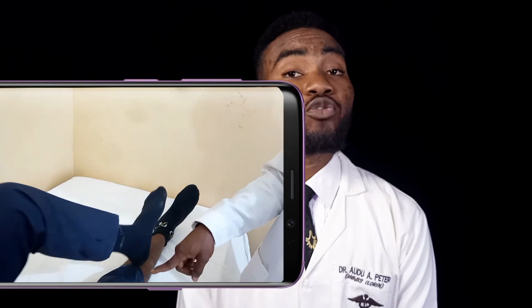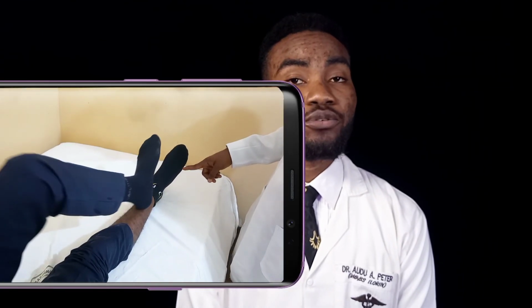The last test is called the heel to shin test. This is carried out with the patient lying supine on the bed. We ask the patient to rub the heel of one foot to the shin of the other foot downwards and upwards. Inability to carry out this heel to shin movement may point towards cerebellar lesions.